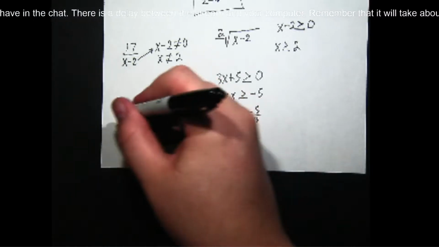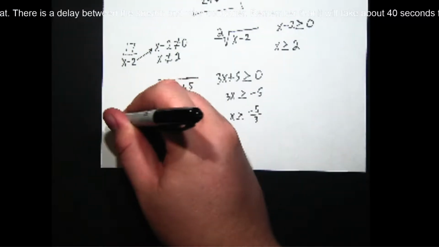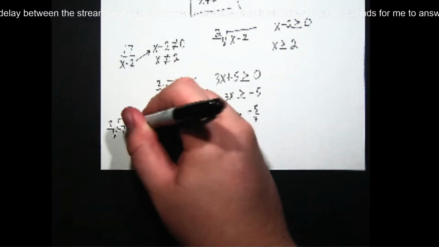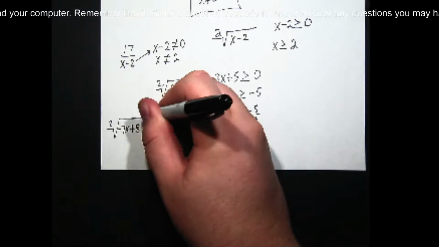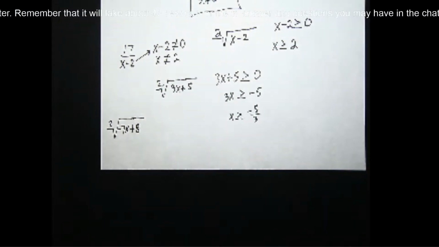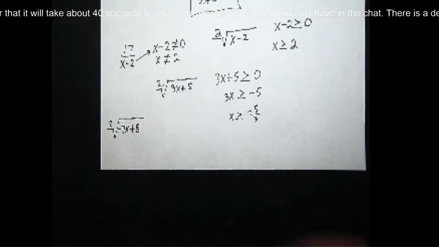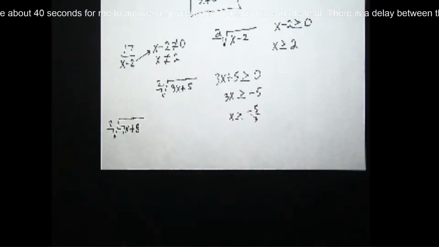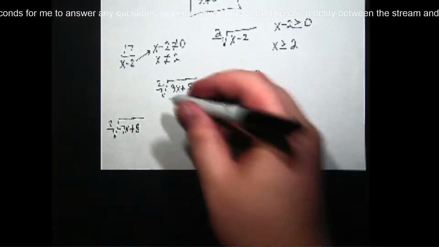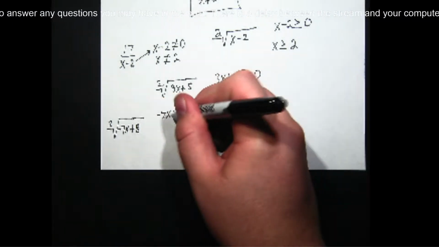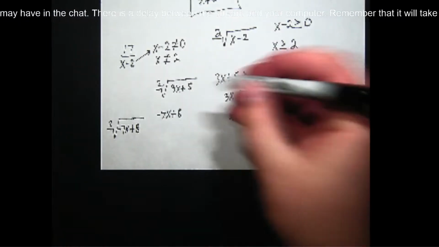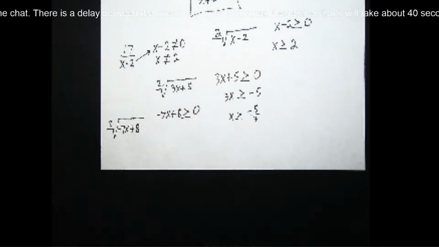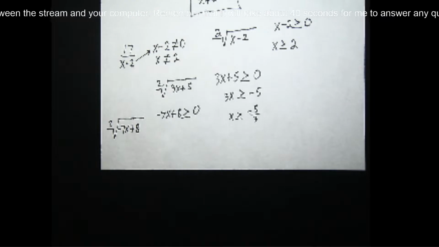Last one, let's try this. Square root of negative 7x plus 8. Okay? Once again, we've got to take this thing underneath the root out. And what's it going to be? Every time. Solve it for me.